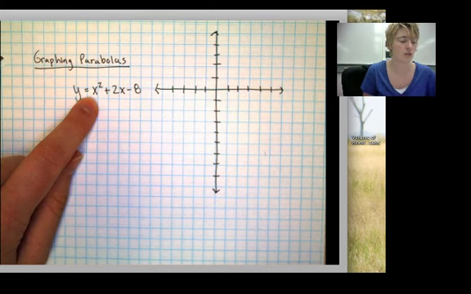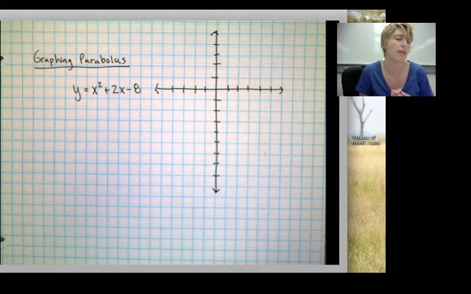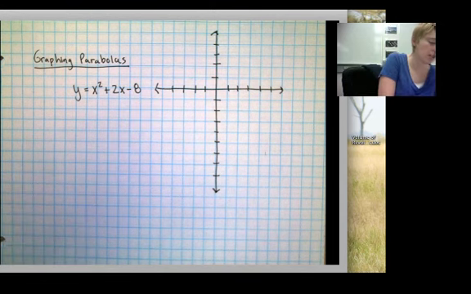You know you can't do slope and y-intercept. Those are shortcuts for graphing lines. It's not going to work on this. If you want some shortcuts, there's three things that make up a parabola that help you do the graph, and those three things are this.